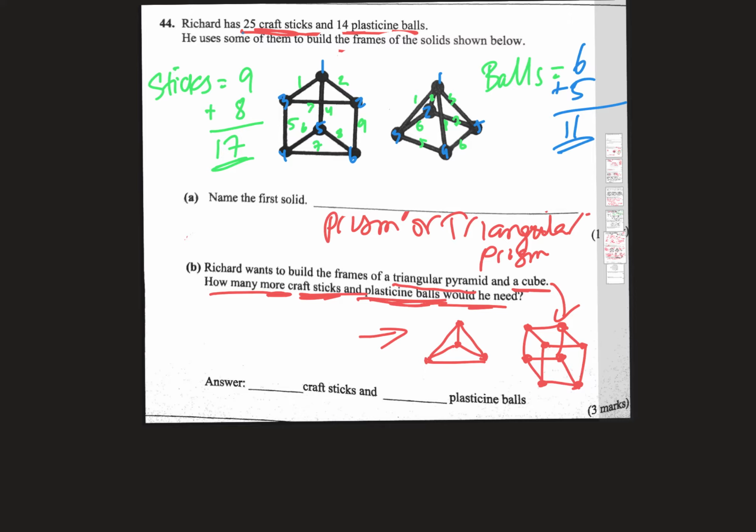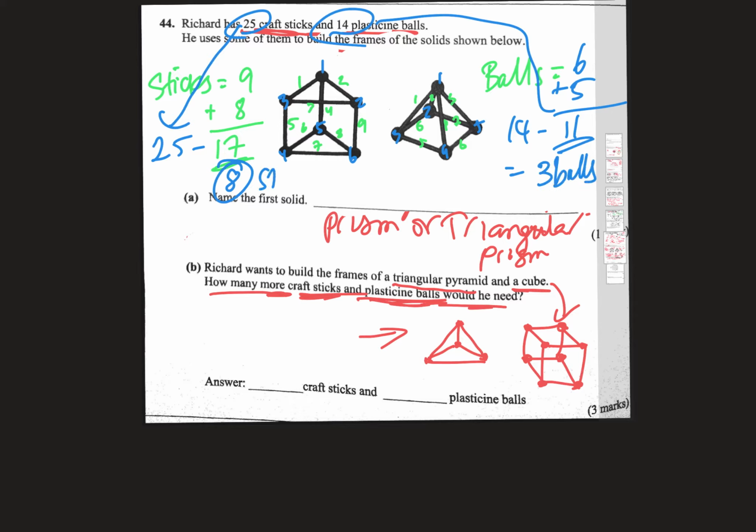So he originally had 25 minus 17, and when we take 25 minus 17, that will give us how much? 17 plus 3 will give us 20, plus 5 is 8. So he has 8 sticks remaining, and he had 14 balls, so 14 minus 11 will give us a total of 3 balls. So he has 8 sticks and he has 3 balls left.